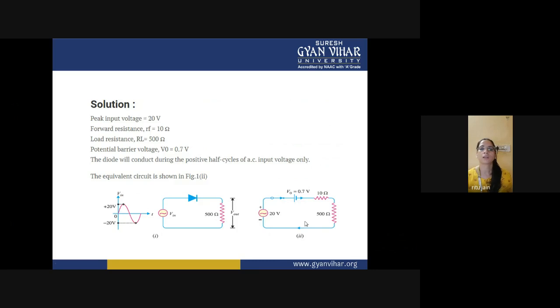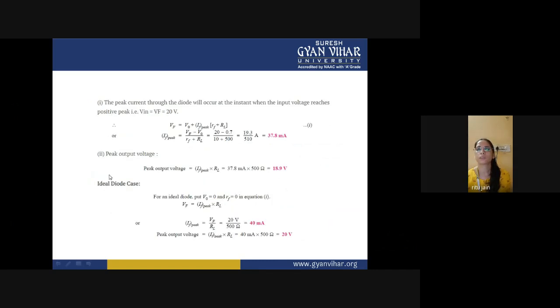So what is KVL? The statement of KVL means that in a loop, the sum of the voltages of each branch is 0. This is the loop, and it has 1, 2, and 3 branches connected to each other in series. So the sum of the voltages across these branches is equal to 0. So 20 minus 0.7 volt minus IF into 510 is equal to 0. So you will get this equation.